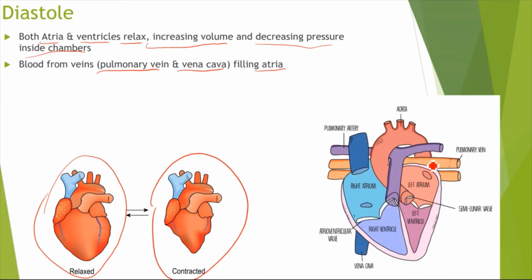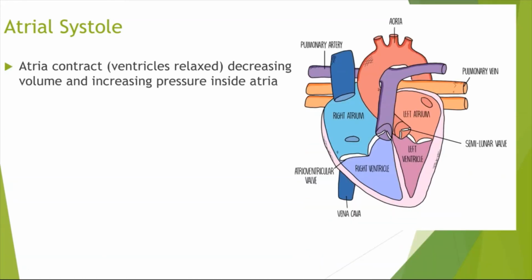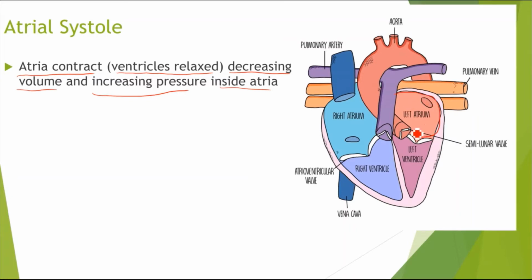Now looking at the diagram, through the pulmonary vein and the vena cava, the right atrium and the left atrium have started to fill with blood, which is increasing their pressure. Now looking at the atrial systole, when the atria are contracting. The first step is that the atria contract and the ventricles remain relaxed. This decreases the volume because when the atria contract, the space gets smaller, and this in turn increases the pressure inside the atrium. So the left atrium is contracted and the right atrium has contracted.